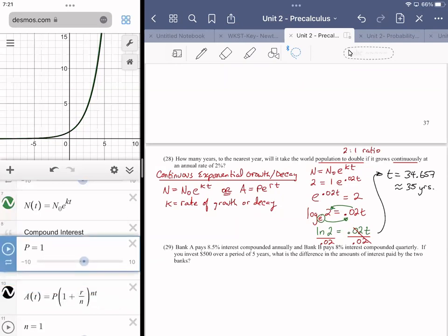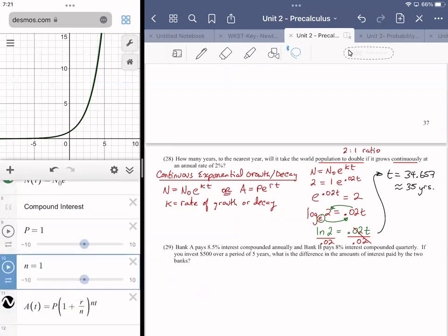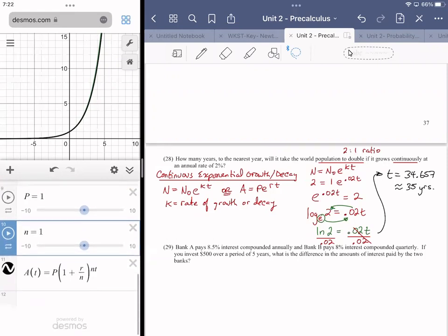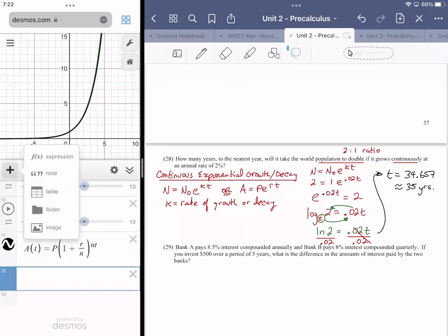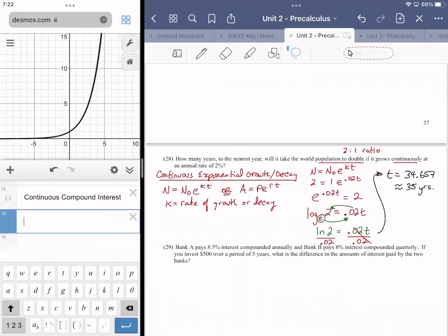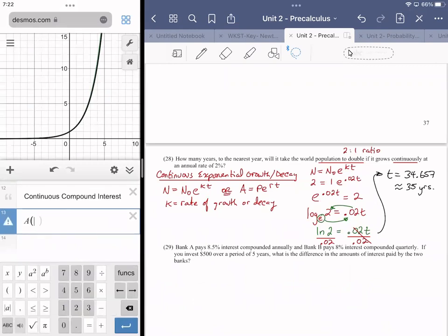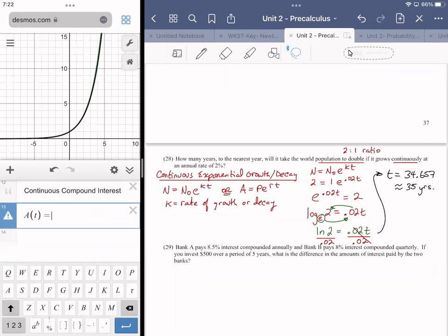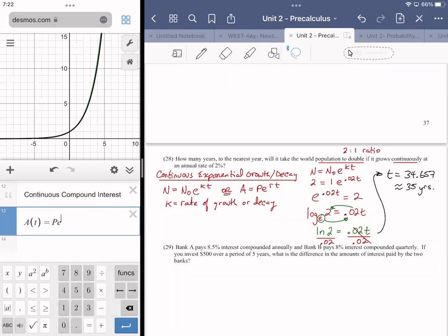So a couple of new sliders here, and it's up to you if you want to group all your sliders together. Like I said, I'll put this on Blackboard so you have access to it. But this will give you the graph of your compound interest formula. And then if you want continuous compound interest, that's A of T, function of time, is equal to capital P, lowercase e, raised to the RT power.